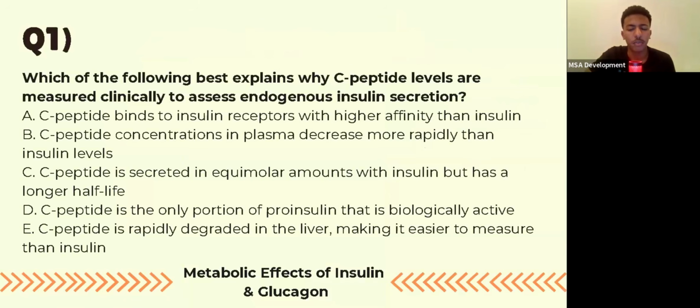Which of the following best explains why C-peptide levels are measured clinically to assess endogenous insulin secretion? Three, two, one. There's not much explanation to do here. The answer is C. C-peptide is secreted in equimolar amounts with insulin, but has a longer half-life. That's why it's the best marker for endogenous insulin.